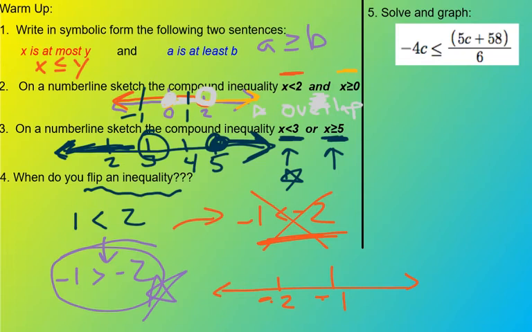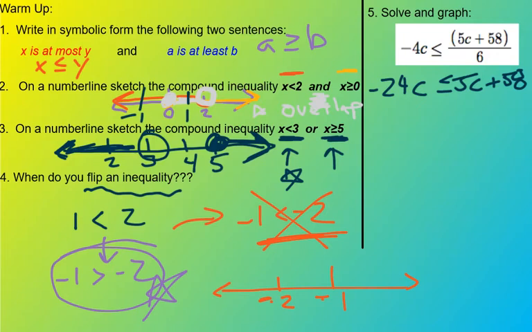I wanted to do an example of what we might be running into over here. If you have any inequality like this where you have a fraction, I would personally recommend you always get rid of the fraction first. So in that case, I would just multiply by 6, and I get negative 24c is less than or equal to 5c plus 58.